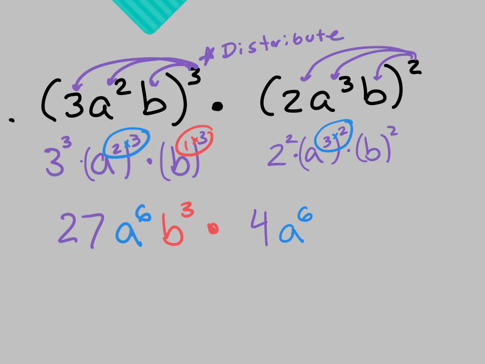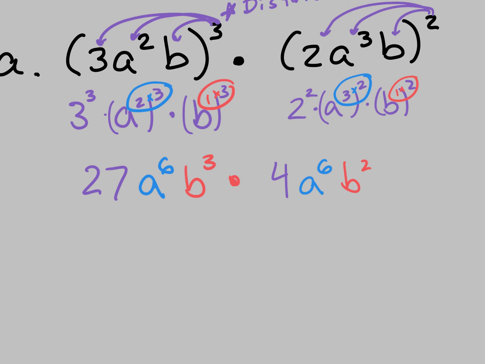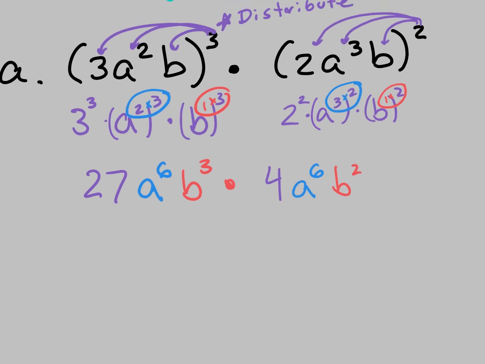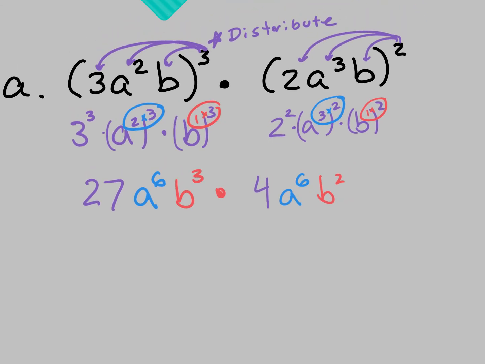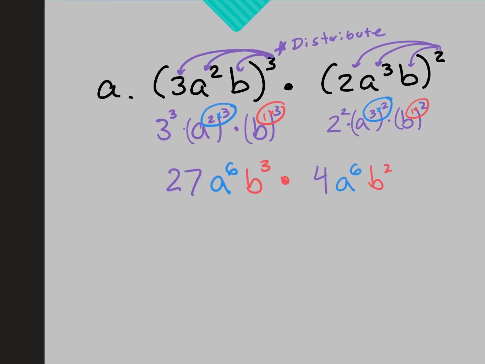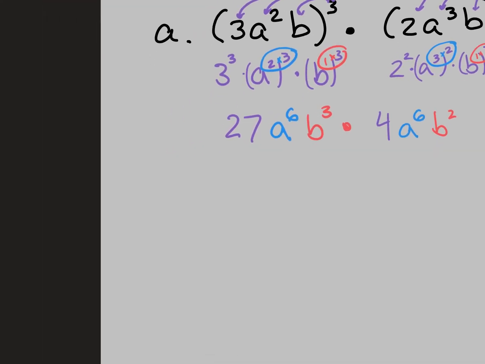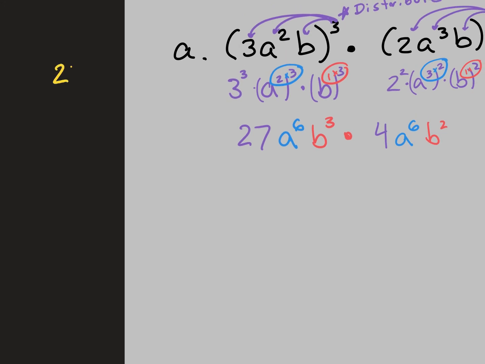And what would my exponent on B be? 1, and then 1 times 2 is 2. Perfect. And then the last step is I multiply all of these together. So 27 times 4, if you don't know it off the top of your head, you can always write it down. 27 times 4, multiply it out the long way.